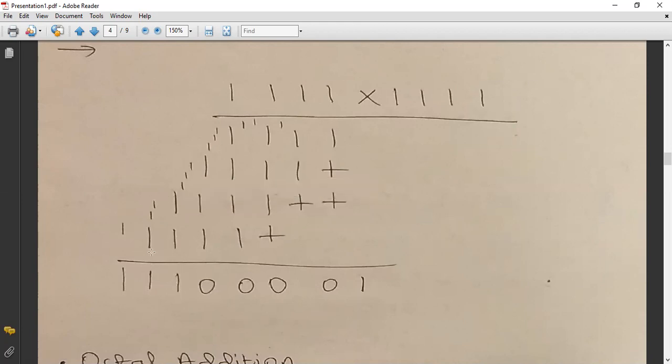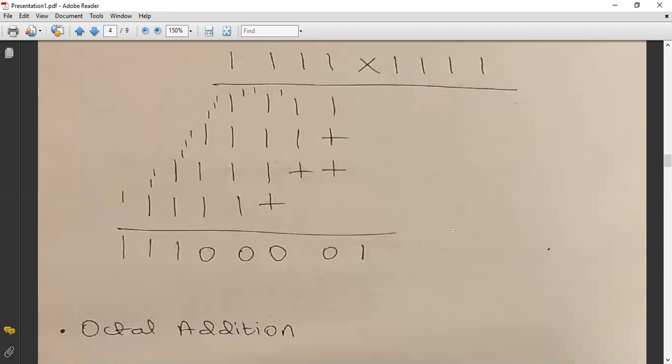Okay. Now the next step. 1 plus 1 is 0. Carry over 1. 0 plus 1 is 1. And this carry over 1 will be written as it is. I know it's a bit confusing, but when you go through it and practice it, you will thoroughly get to know each and every step.